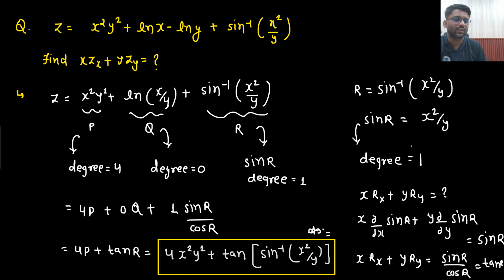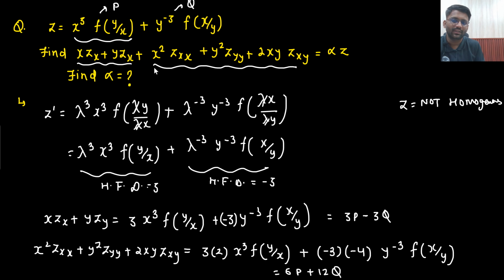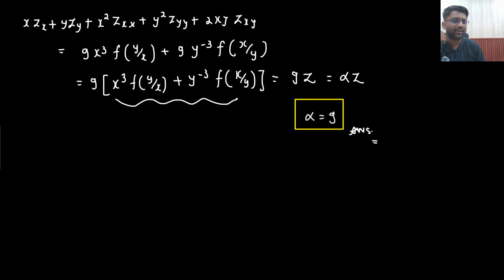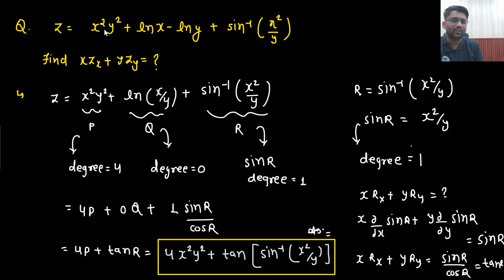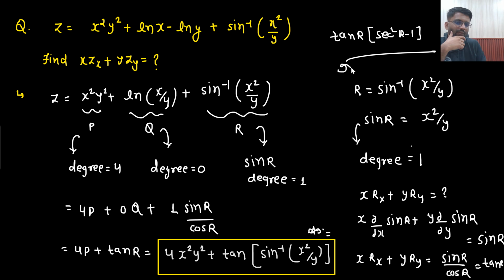What if the other thing was also asked? What if this was also asked? Will you be able to solve it? Yes, sir, I will solve this one separately and get the answer. What answer will I get? 4 into 3 into p, which is 12p. And here, whatever function you are getting, tan r, multiplied with its differentiation, which is sec square r minus 1. So the answer will be tan r into sec square r minus 1 plus 12p.